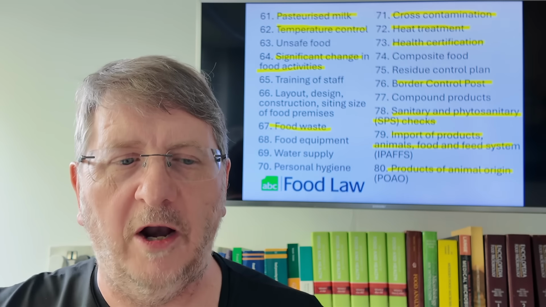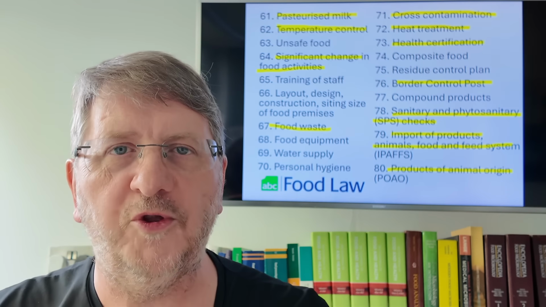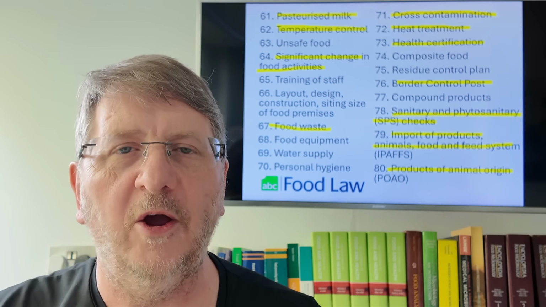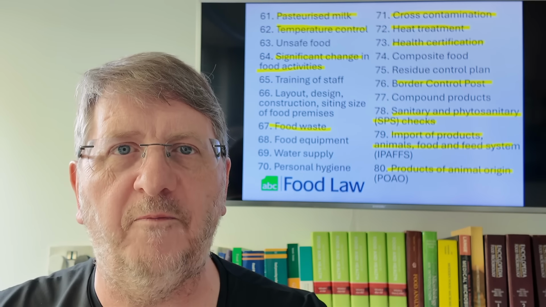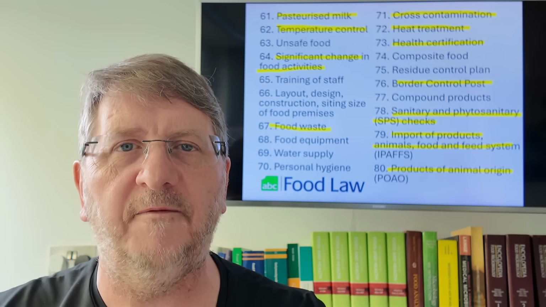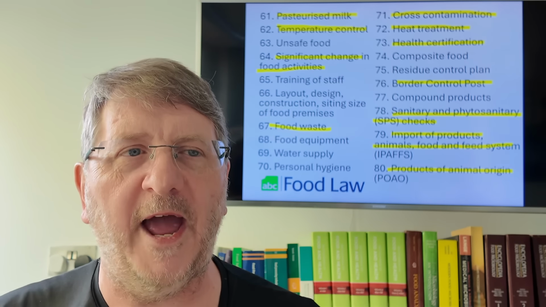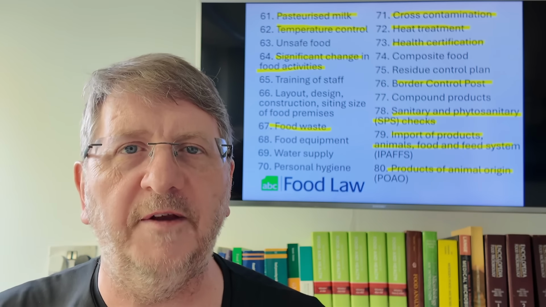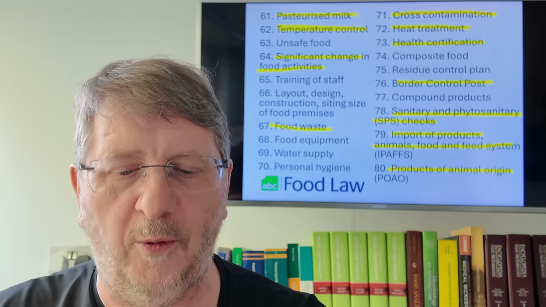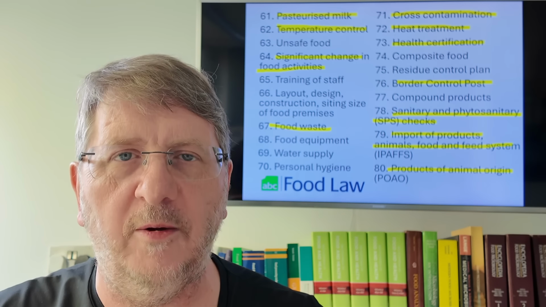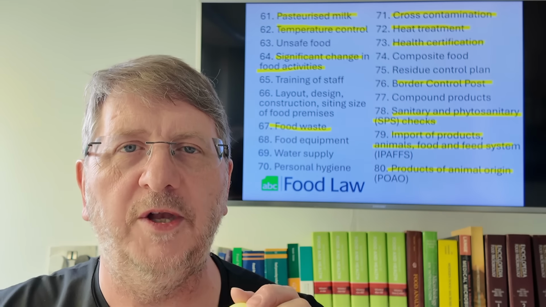It can be direct, by just, raw chicken dripping onto cooked chicken. Indirect, because you put a raw chicken on a work surface, and then you put cooked chicken on the same work surface, or the food handler. It doesn't really matter. There's lots of different ways it can be transmitted. The important thing is a food hygiene issue to manage cross-contamination so it doesn't occur.